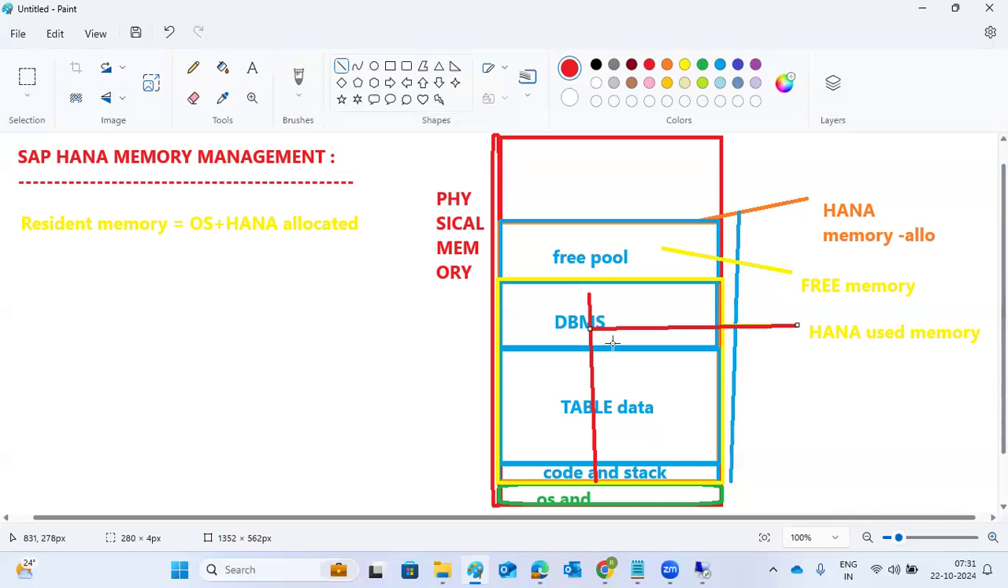HANA used memory plus free memory, both are called the HANA memory. How much memory we allocated to the pool, that we call the HANA free memory here, right?